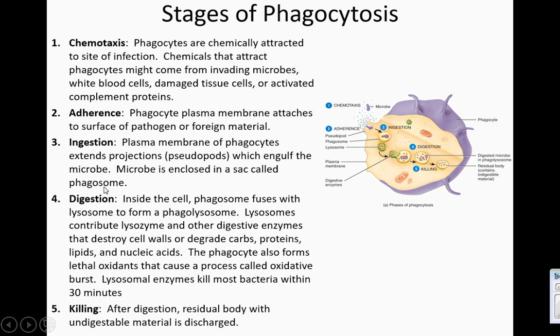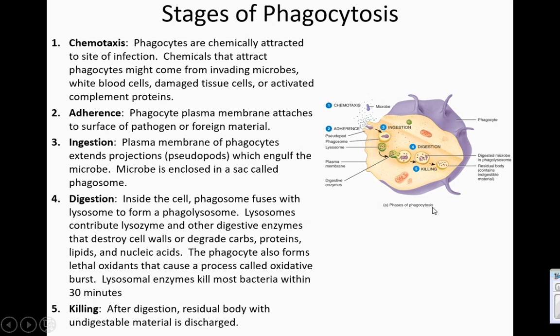This then allows for lysosomes, which we remember are the organelles that do the digesting inside of our cells, to fuse with it. And that's going to allow for digestion to occur. So inside the cell, phagosome fuses with the lysosome, forming a phagolysosome. Lysosomes contribute their lysozyme, that enzyme that we learned about the other day, kills bacteria, as well as other digestive enzymes that destroy cell walls or degrade carbs, proteins, lipids, and nucleic acids. Phagocyte also forms lethal oxidants, causing a process called oxidative burst. These guys and their enzymes are very, very quick in action, killing most bacteria within 30 minutes.